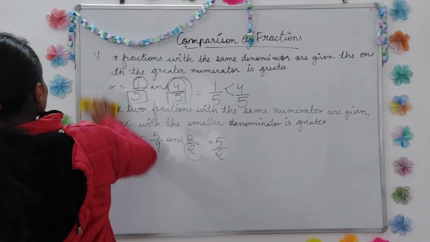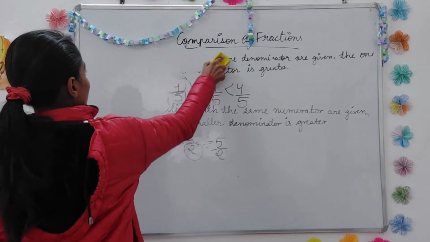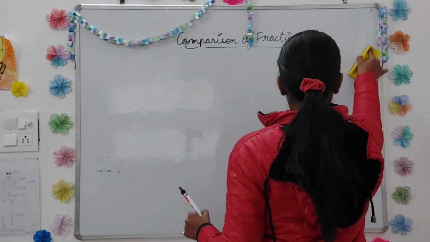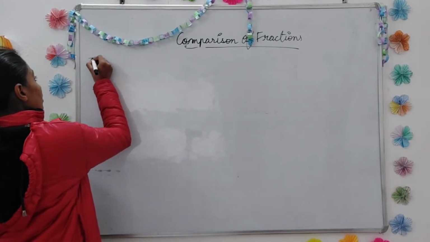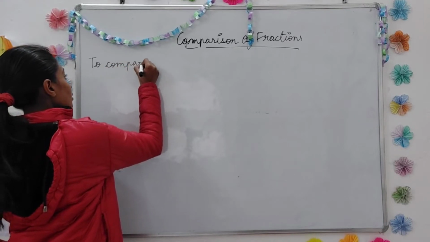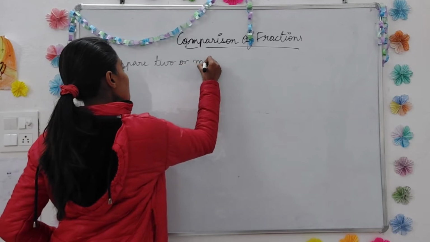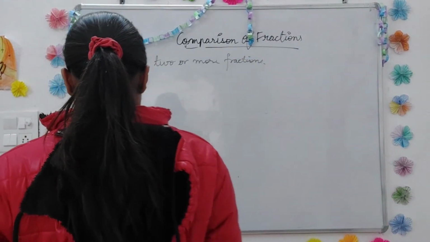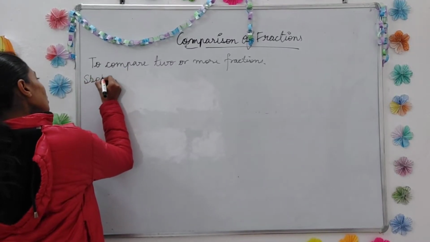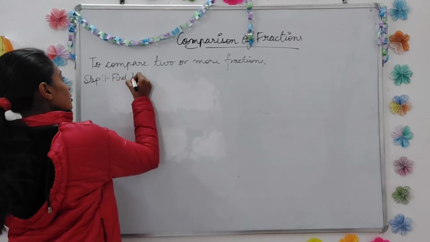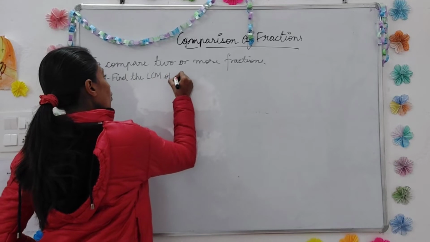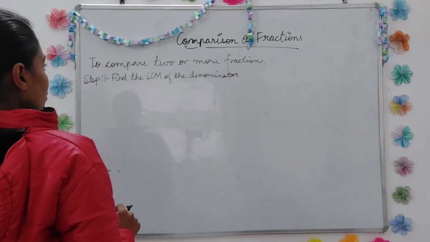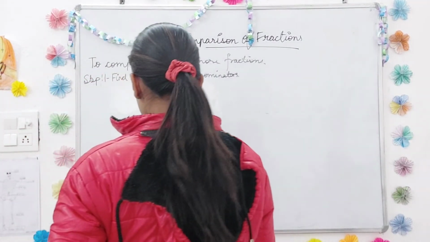Okay, so now we will learn to compare two or more fractions. Step 1 is, find the LCM of the denominators, like we used to do in the addition or subtraction of unlike fractions, to make the fractions like fractions.